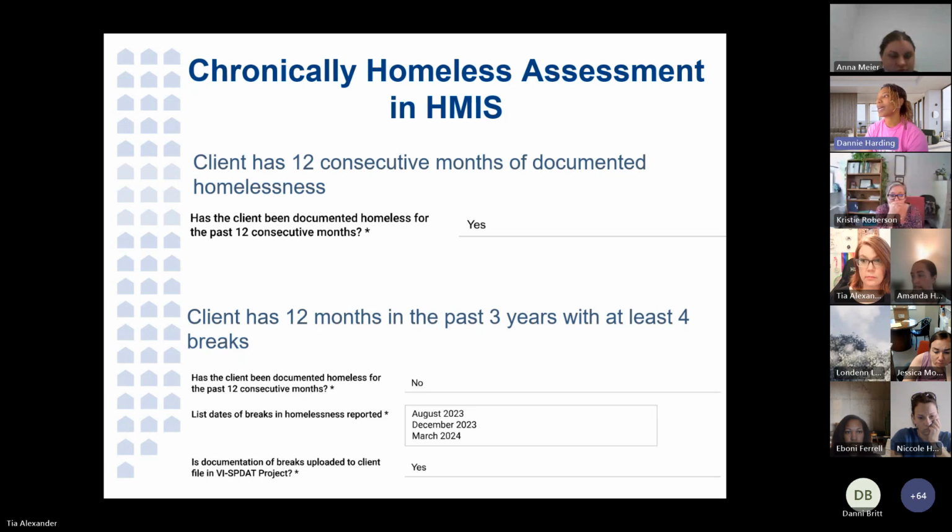Choose yes if the client has been homeless for the past 12 months consecutively, and there is supporting documentation to show that time. Choose no if the client has not been homeless for the past 12 months consecutively, but they have been homeless for at least 12 months over the past 3 years with at least 4 separate instances, and there is supporting documentation. List dates of any breaks in homelessness, then choose yes if supporting documentation is uploaded.